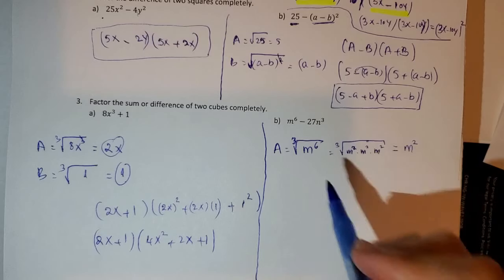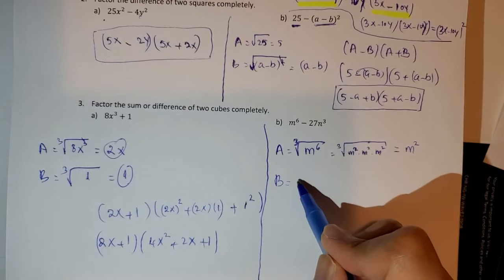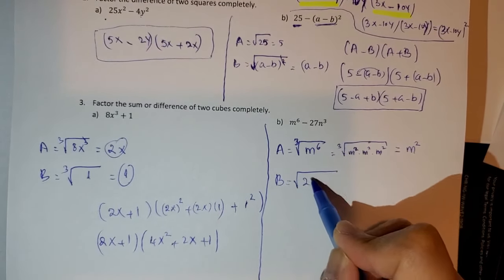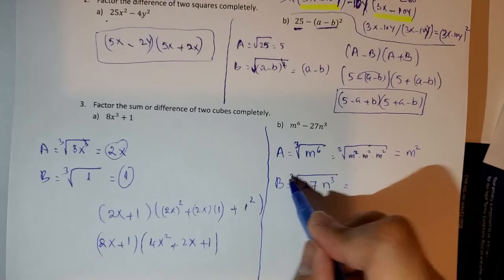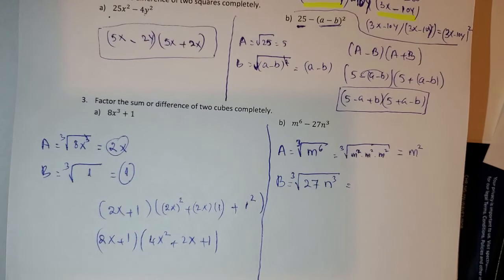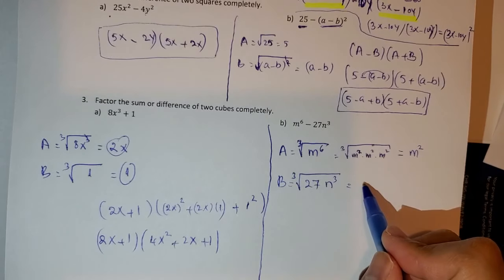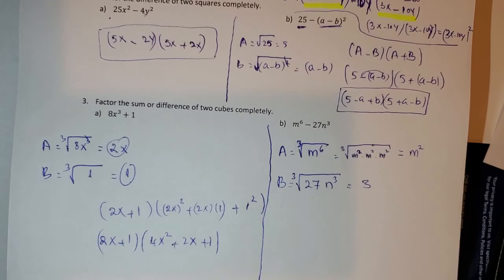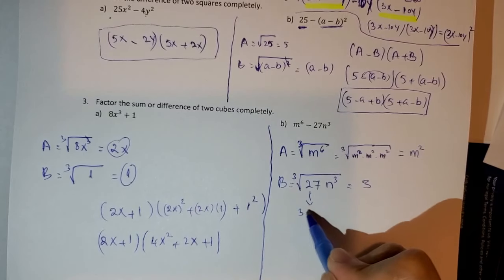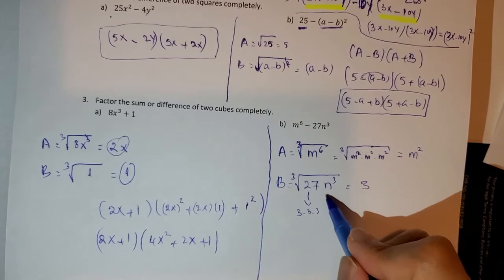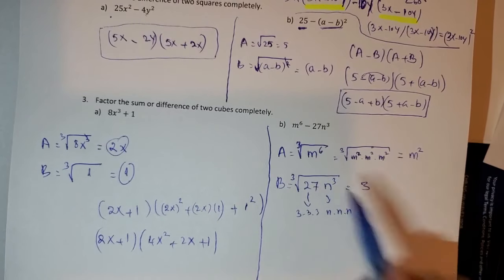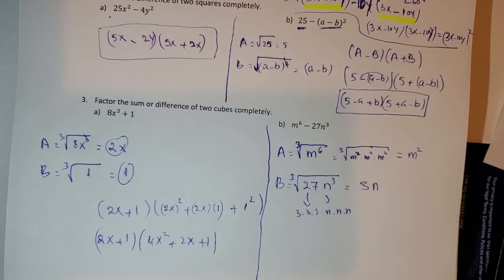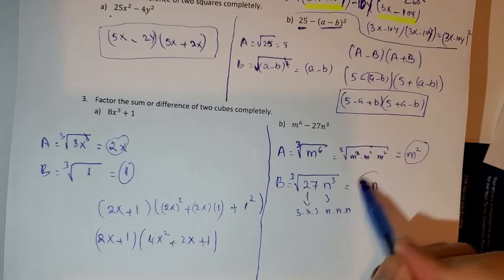Alright, so now my b here, which is the cube root of 27n cubed. For the number, that's going to be what? 3, because 3 times 3 times 3 is 27, right? And n here, which is going to be what? n times n times n, 3 times gives you n cubed, so that means it has to be n. Okay, all right, so that is my a and that's my b.